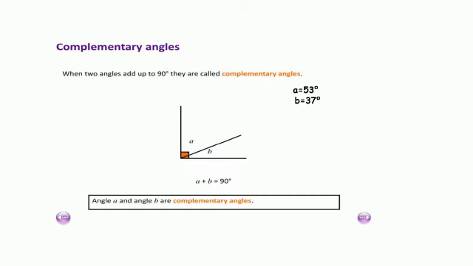What is the meaning of complementary angles? Complementary angles means that we have two adjacent angles and they are equal to 90 degrees. So we have over here angle A equal to 53 degrees and angle B equal to 37 degrees. If we add 53 degrees to 37 degrees, we will get 90 degrees. So when we have two angles whose sum is equal to 90 degrees, then these two angles are complementary.